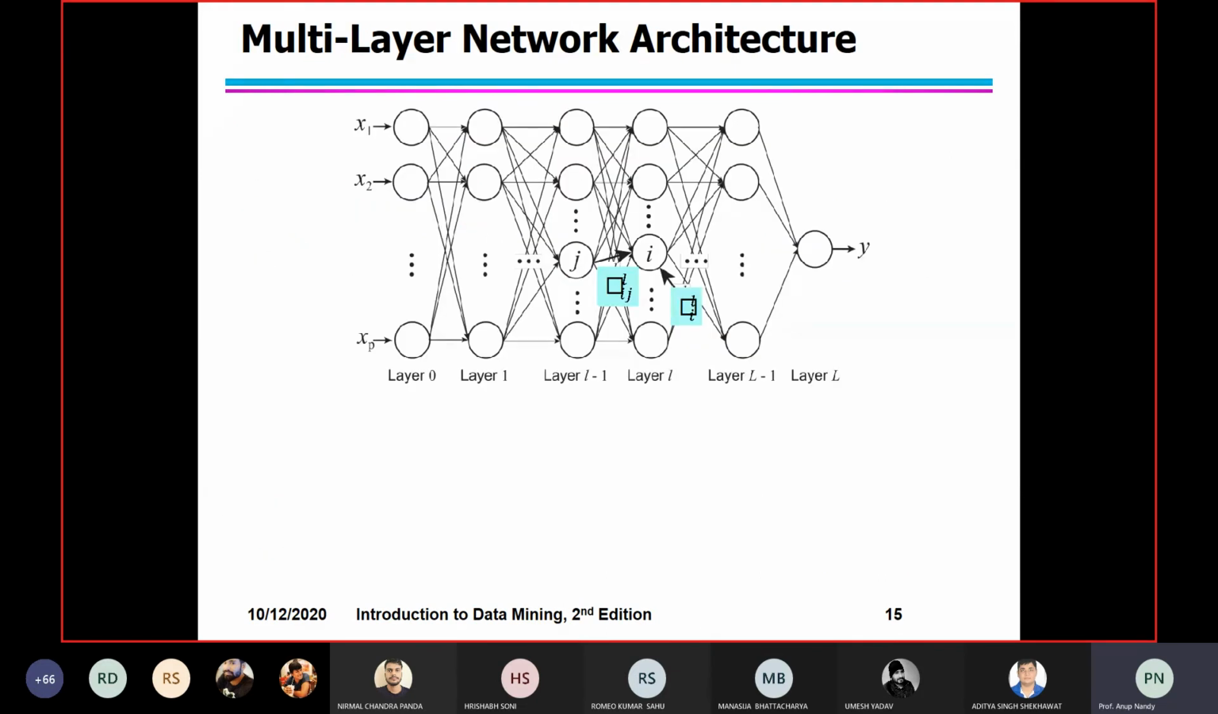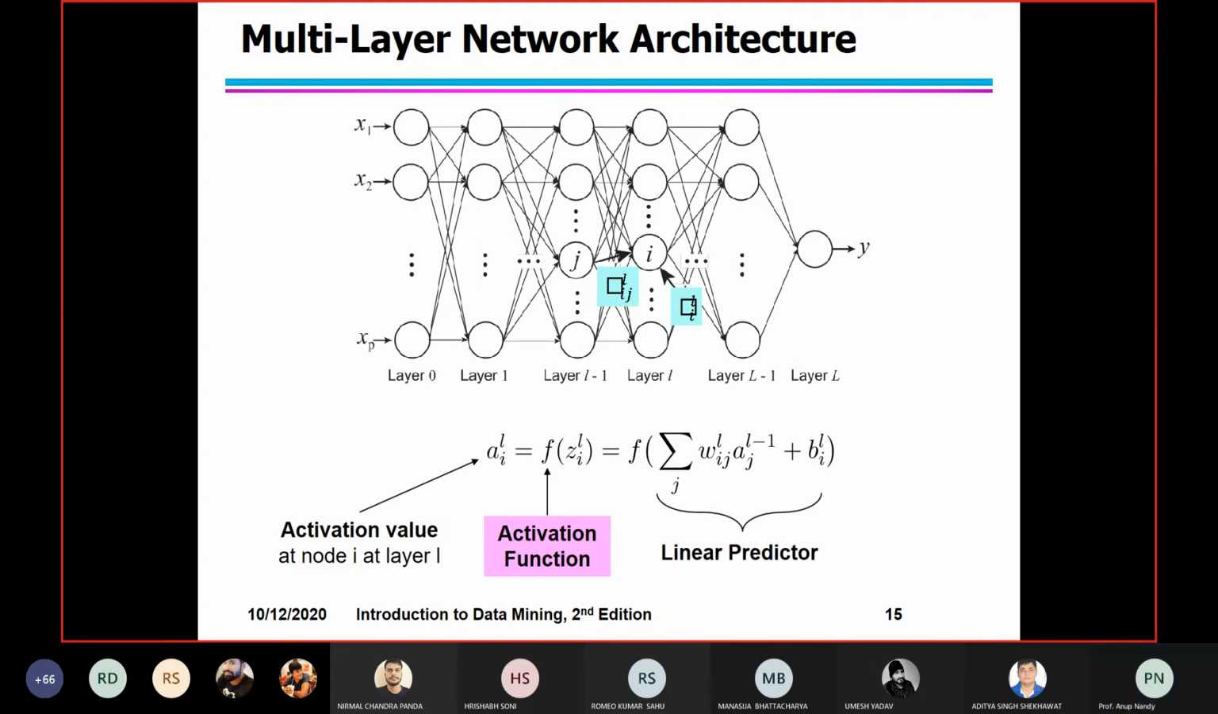So these are the inputs, x1 to xp. There's a layer 0, layer 1, a layer L minus 1, and then finally you get this output. Here there's an activation value at node i, the ith node at layer L, so a_i^L. It is just a functional approximation of the inputs, that is into L.